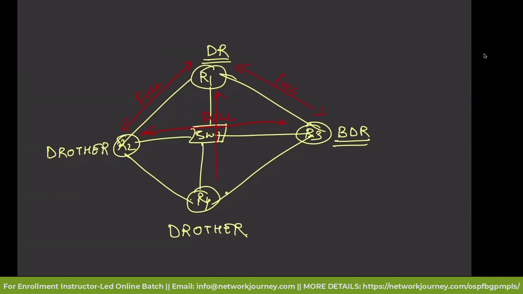Now, what is the neighborship you're going to form between your DR others? And by the way, let's remove this thing because again, this is a point to point link. So forget about that. So between DR others, through this point, this is going to be an OSPF neighborship they're going to form. So this neighborship will go up to two-way only. It's not going to go as a full neighborship.